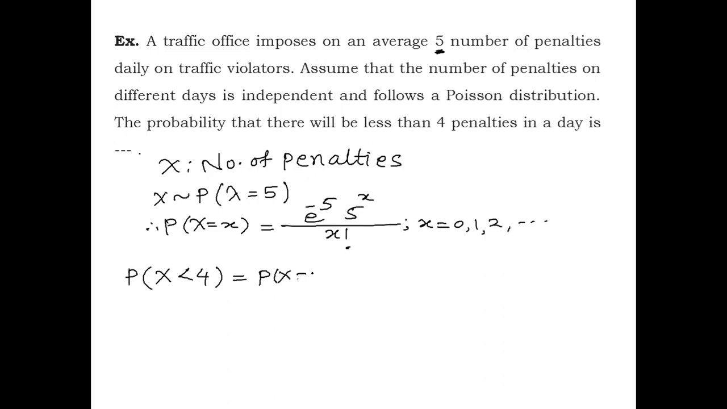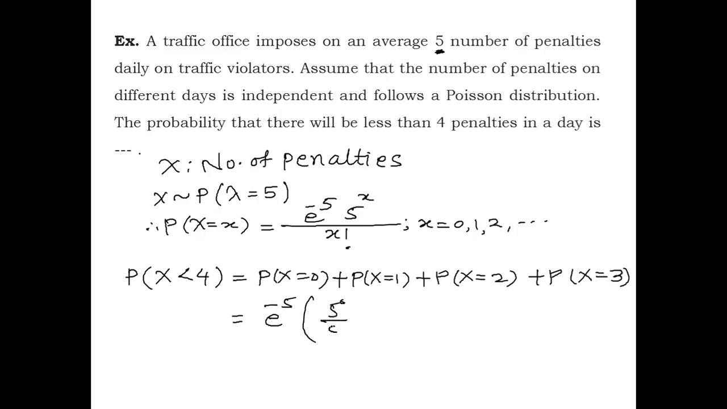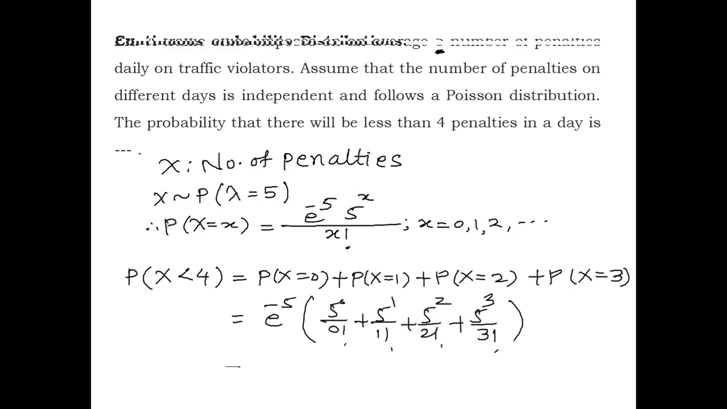So this is the probability that x equal to 0 plus the probability that x is equal to 1 plus the probability that x is equal to 2 plus the probability that x equal to 3. We have to find these 4 probabilities and add them together. Every probability is to be found by making use of this formula, and e to the power minus 5 will be common: 5 to the power 0 by 0 factorial plus 5 to the power 1 by 1 factorial plus 5 to the power 2 by 2 factorial plus 5 to the power 3 by 3 factorial, and we will be getting the answer. I'm not interested in that, so that can be done.